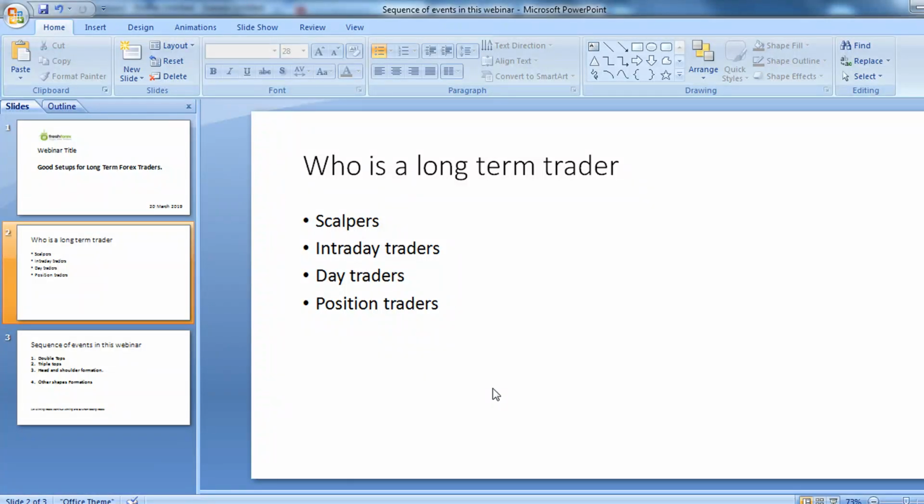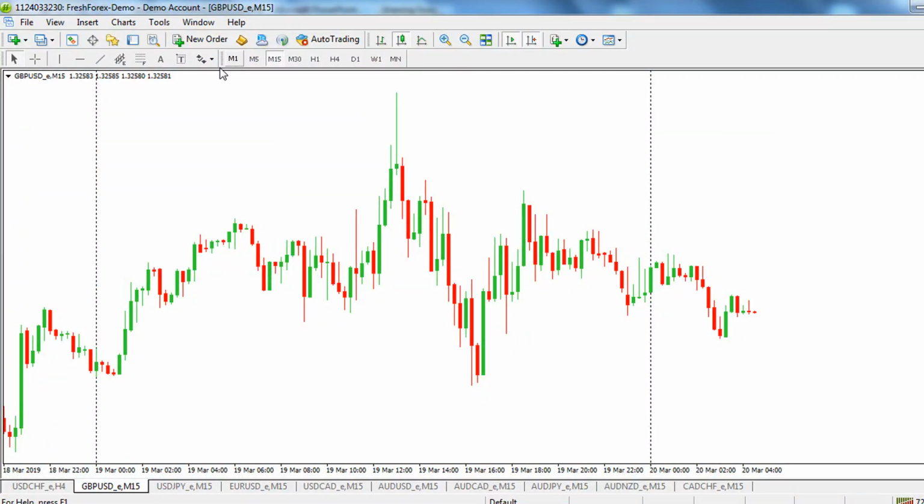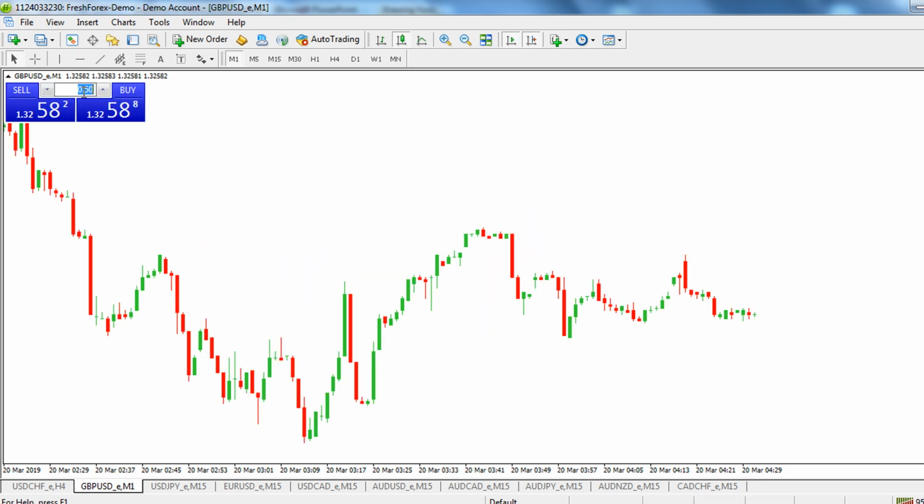In the forex market there are four types of trader. We have scalpers, intraday traders, day traders, and then position traders. If your trades expire in minutes, like if you have a buy on GBP USD, pound dollar, and that buy only goes for maybe 1 minute, 3 minutes, or some seconds before you close it, then that is what is called scalping.